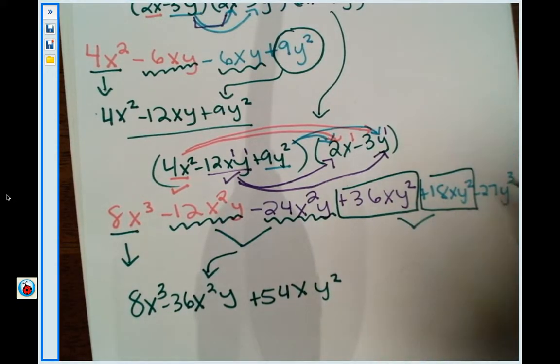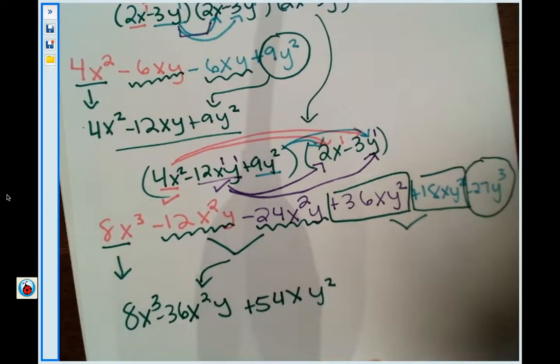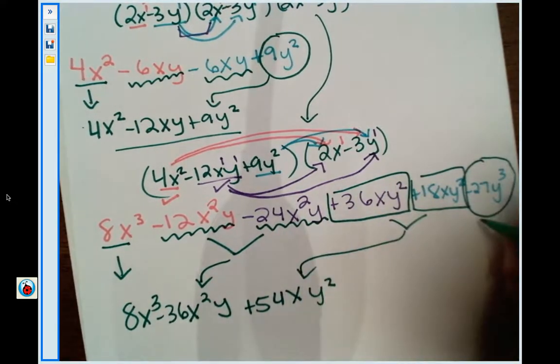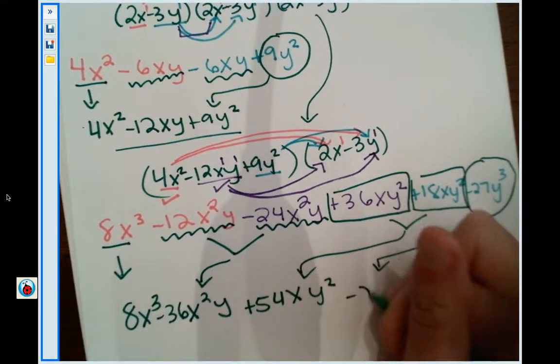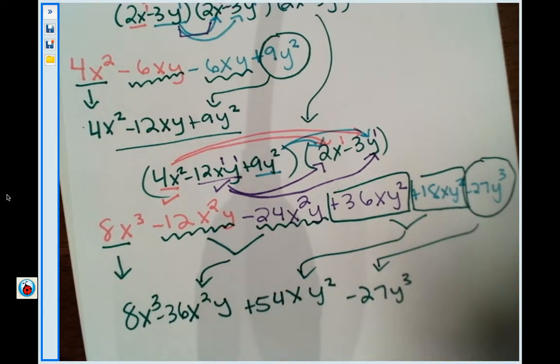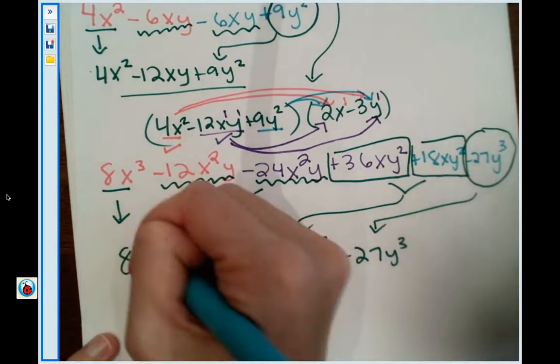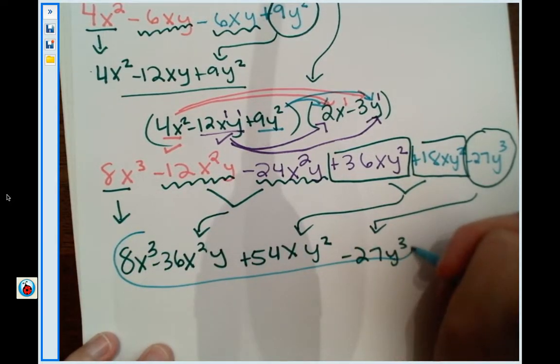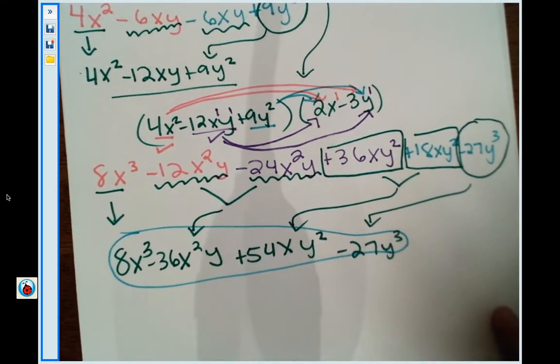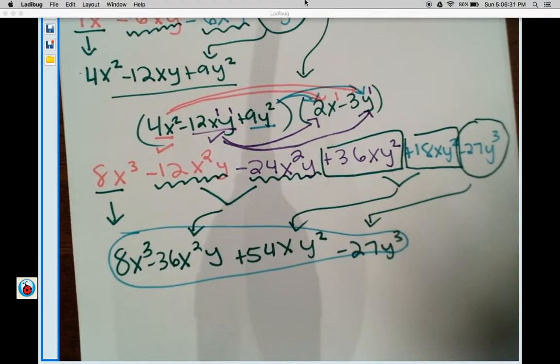All right, and lastly, this is my final term, and nothing is left to combine it to. So I'm just going to bring down my last term, negative 27y to the third. And bam, this would be our final answer. So this one is officially donezo, you guys. Alright, so my final answer is 8x to the third minus 36x squared y plus 54xy squared minus 27y to the third. Awesome job, you guys.